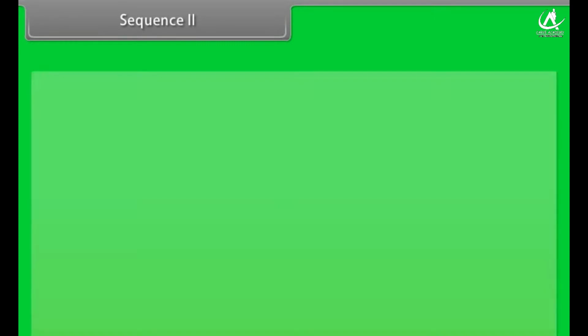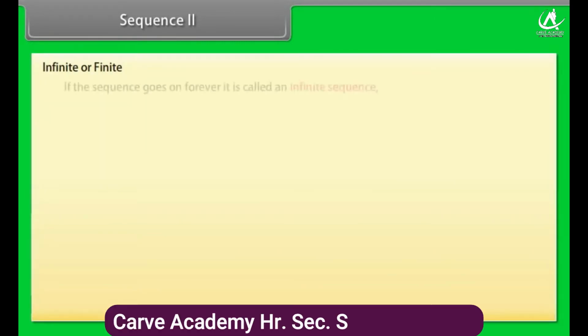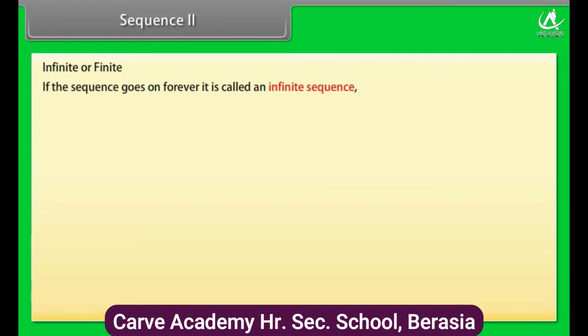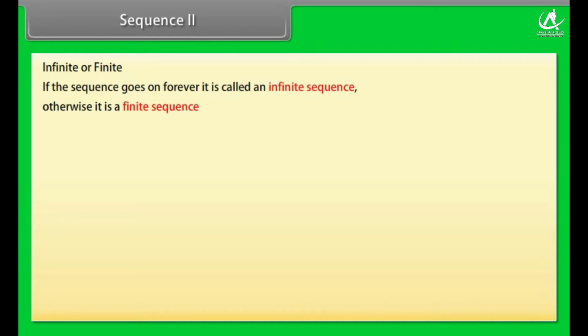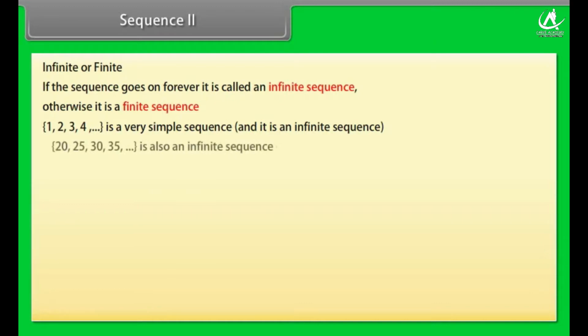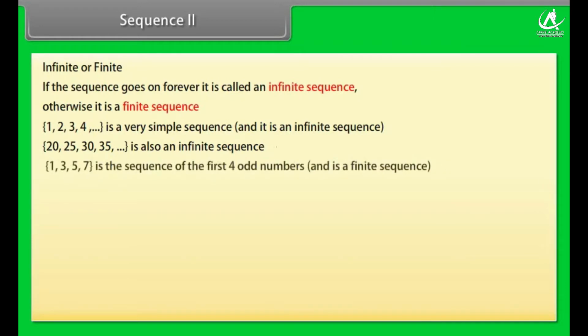Sequence 2: infinite or finite. If the sequence goes on forever, it is called an infinite sequence. Otherwise, it is a finite sequence. 1, 2, 3, 4 and so on is a very simple sequence and it is an infinite sequence. 20, 25, 30, 35 and so on is also an infinite sequence. 1, 3, 5, 7 is the sequence of the first 4 odd numbers and is a finite sequence.